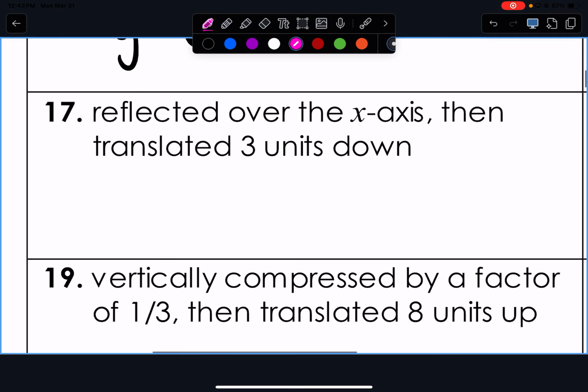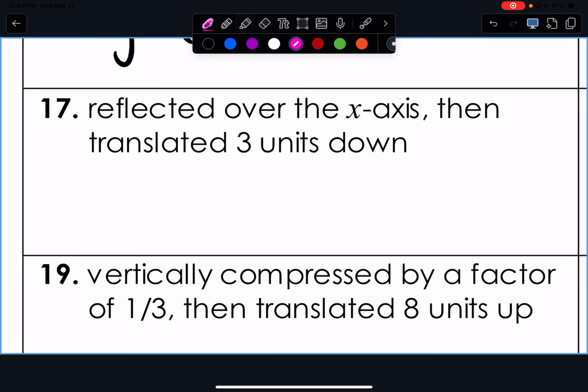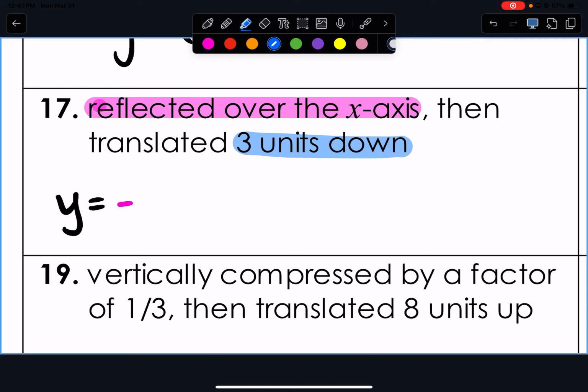For number 17, this one has reflected across the x-axis. What does that tell me needs to happen? Let's put a negative in the very front. And then it says it needs to go 3 units down. Is that an inside or outside part of the function? So we do x squared, then what? Minus 3.